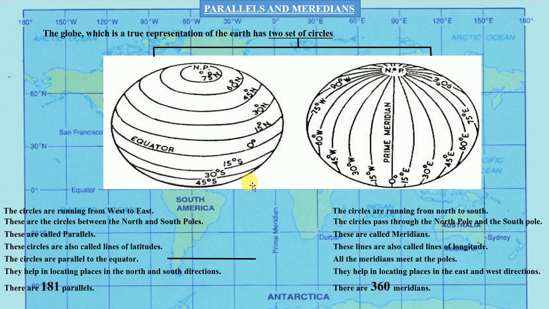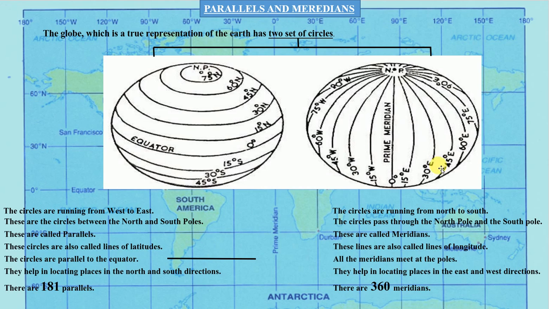That is why they are called parallels, and these lines are also called lines of latitude. The circles are parallel to the equator, and they help in locating the places in north and south directions, and the total number of parallels is 181.